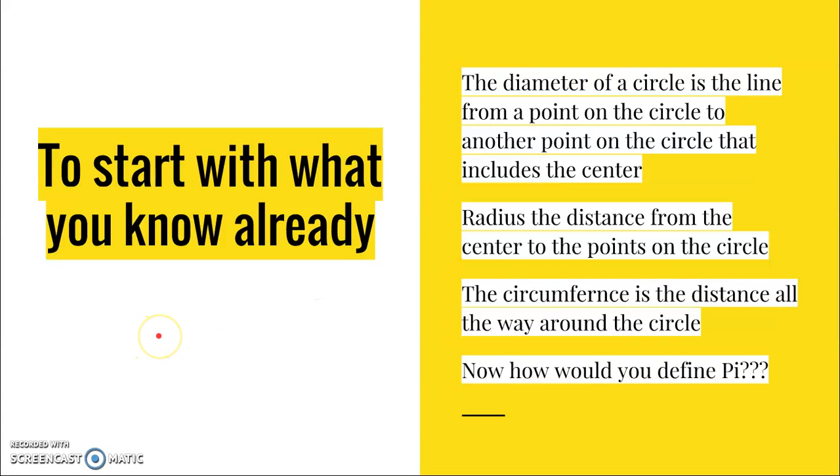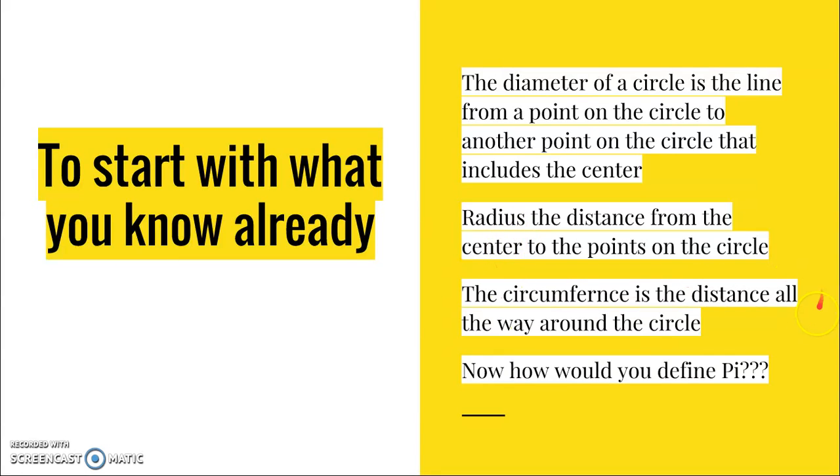Alright, so let's start with what you already know about circles. The diameter of a circle is the line from a point on the circle to another point on the circle that includes the center. That means the center is already on the line, okay? The radius then is half the diameter, sure, but it's the distance from the center of the circle to a point on the circle. And when we say on the circle, we mean the line that is the circle, not the shape in it, alright? The circle itself is just the line, it's not any space in there.